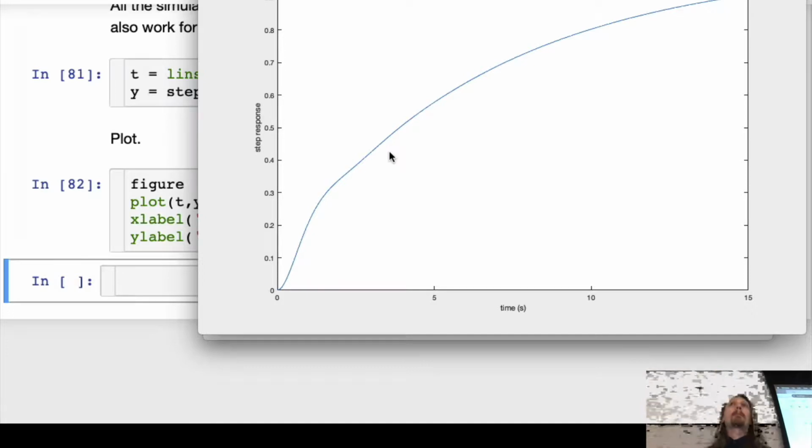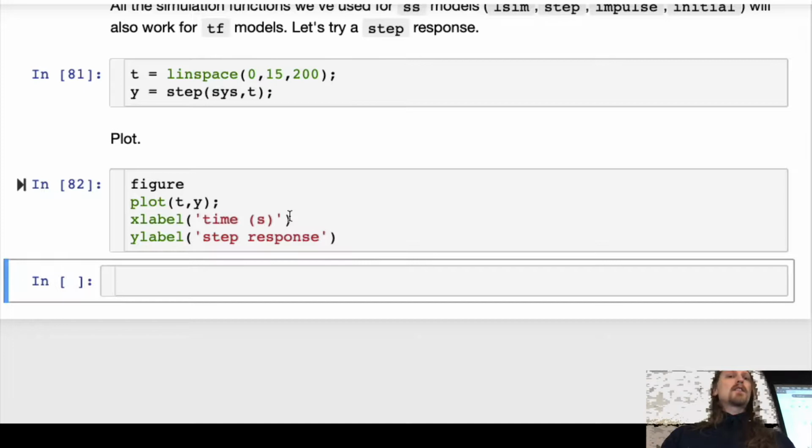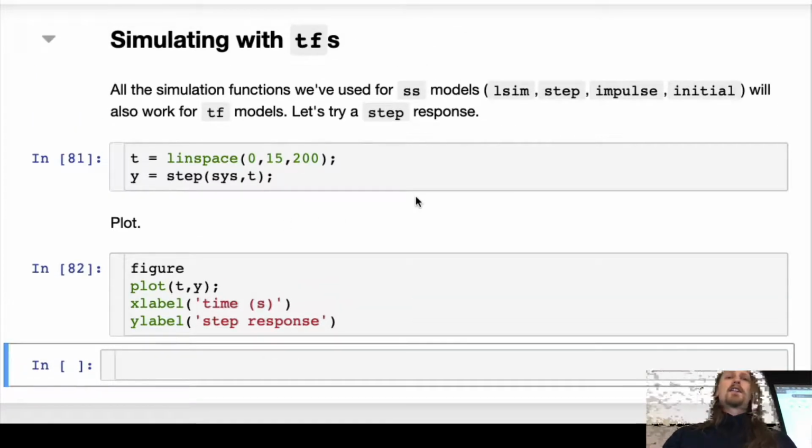Okay. All right. Any questions on transfer functions, especially in Matlab? Okay.